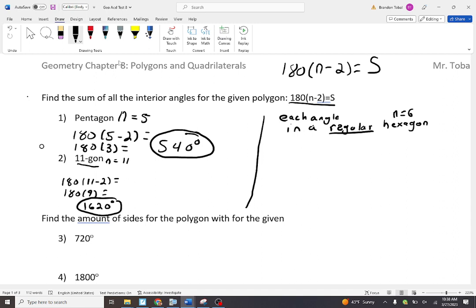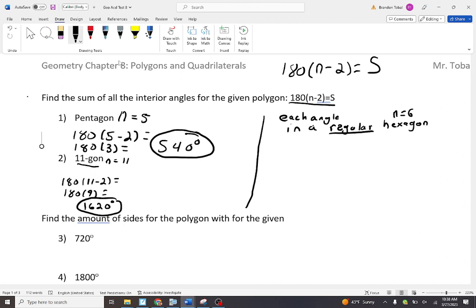Triangle, 3. What's a 4-sided one? Quadrilateral. Good, quad, so 4. 5 is pentagon. 6 is hexagon. 7 is heptagon, H-E-P. What is 8? Octagon, like octopus. 9? Nonagon, N-O-N. And 10? Decagon. There you go. 7 was heptagon, so HEP.